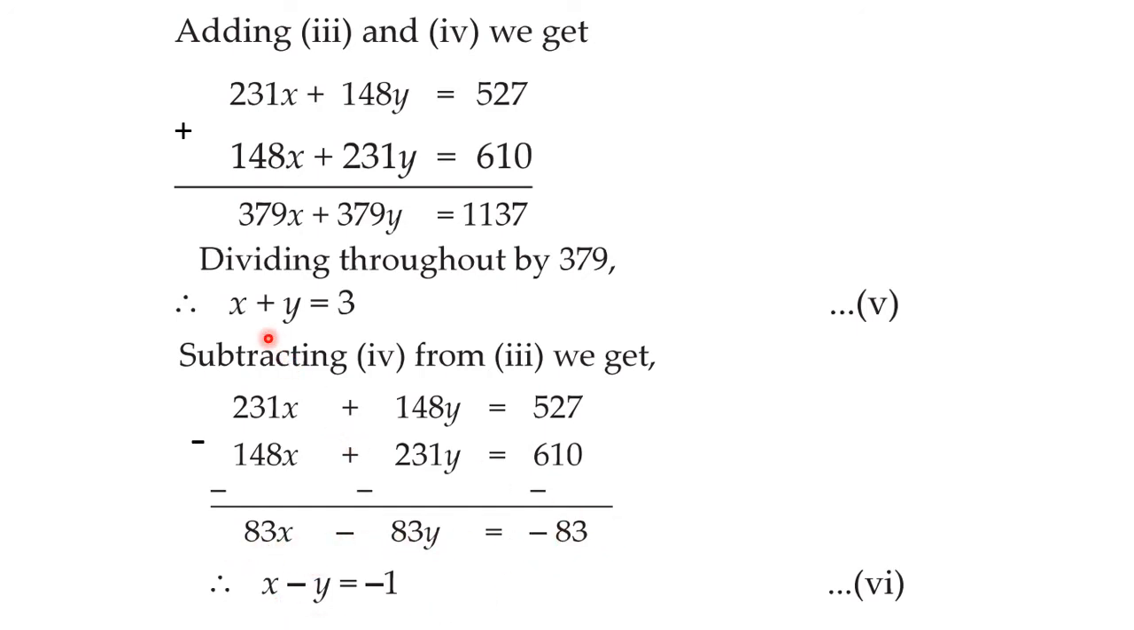So when we added, we got one simple equation in the form of x plus y, and when we subtracted, we got one more simple equation in the form of x minus y. Now here you have plus y, here you have minus y. So the signs are opposite, coefficients are equal. So again we are going to add. Adding, subtracting and again adding. So keep in mind that we are following the ASA method here.